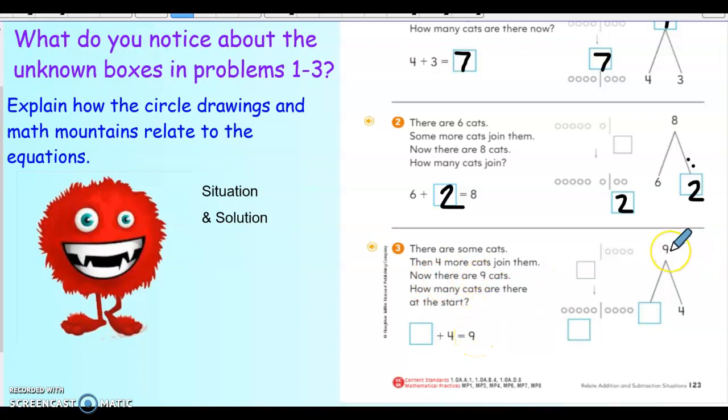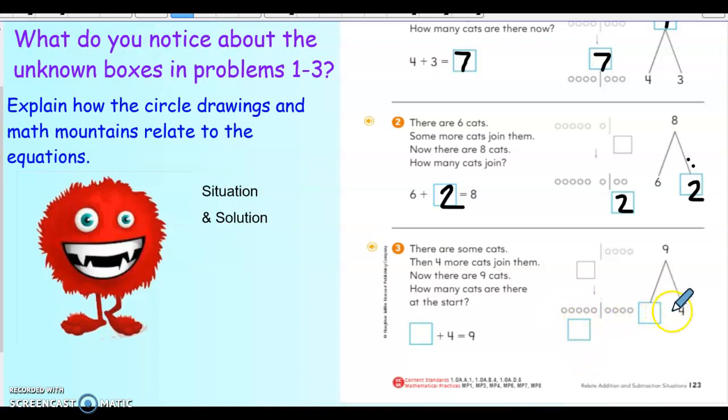Okay, if we check out our math mountain, the total of 9 is at the top. The partner that we do know is 4, and it's at the bottom. Okay, let's go over and look at our circle drawing. Our unknown is at the beginning here. I can see that the dots are on the top. The circle drawing is on top, which means that was our total. And we have our missing partner right here.